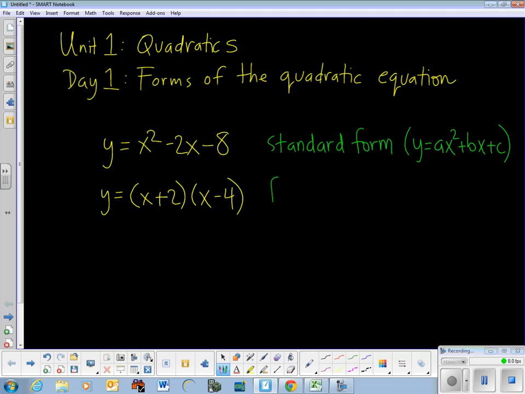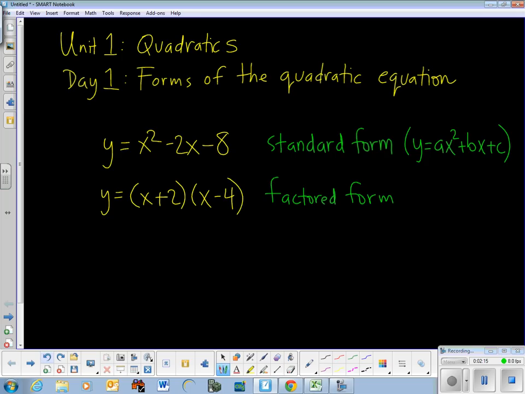One name for this form is factored form, where we've just broken down the x squared minus 2x minus 8 and kind of unfoiled it. You might have used FOIL as a memory device on how you multiply the x by the x and the x by the negative 4 and the 2, and basically it's just distributing twice. But undoing multiplication is factoring. So that's factored form of a quadratic.